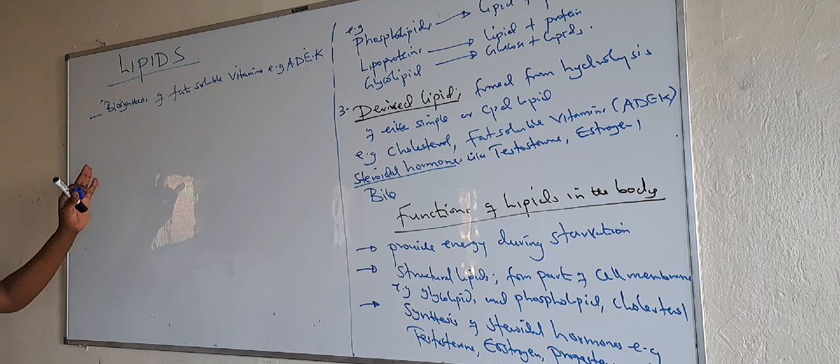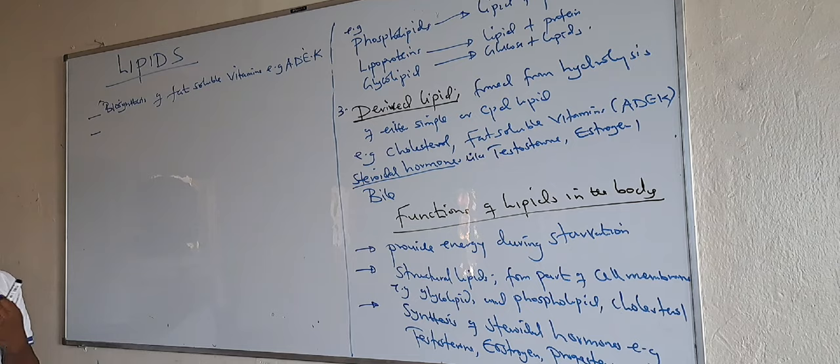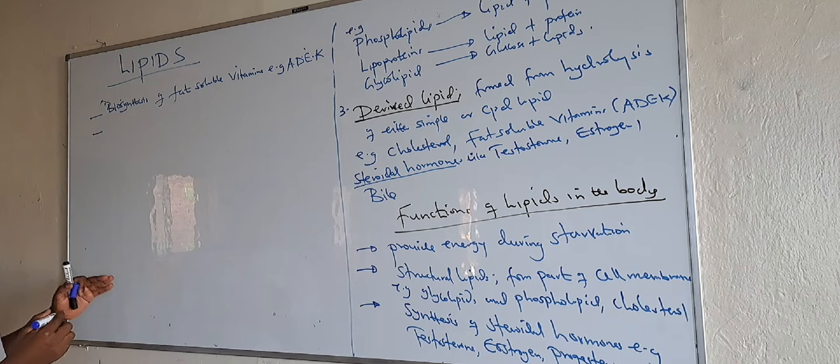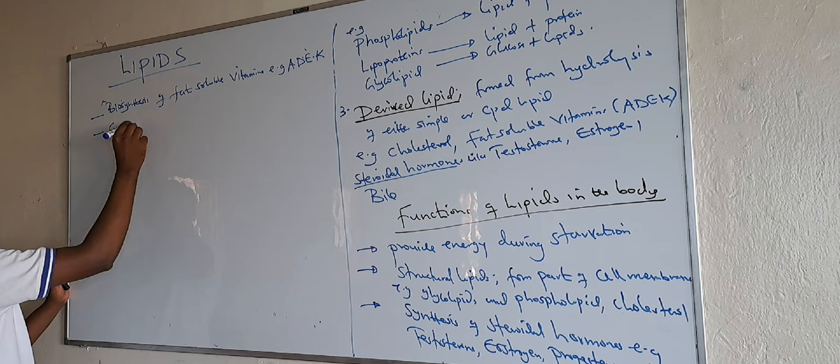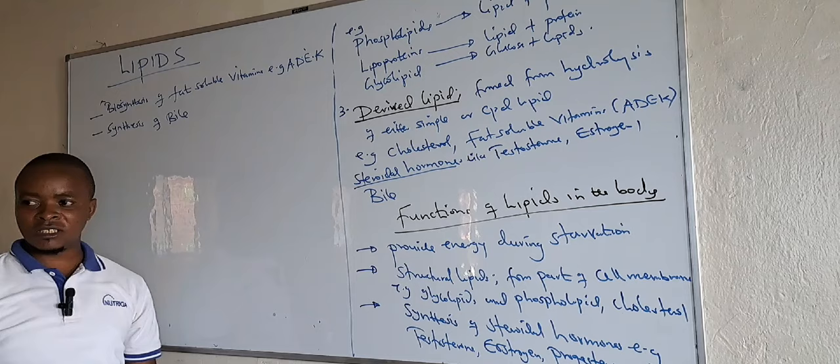Our body also uses lipids in the synthesis of bile in the liver. As we know, bile is stored in the gallbladder, so we also use lipids in the synthesis of bile. For the synthesis of bile, we need lipids like cholesterol.